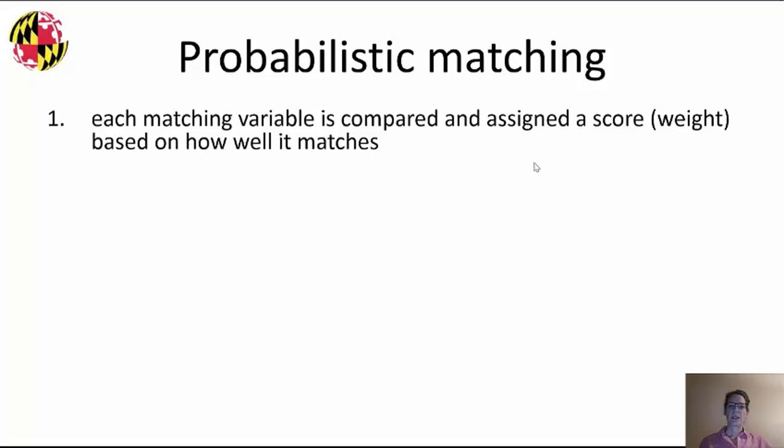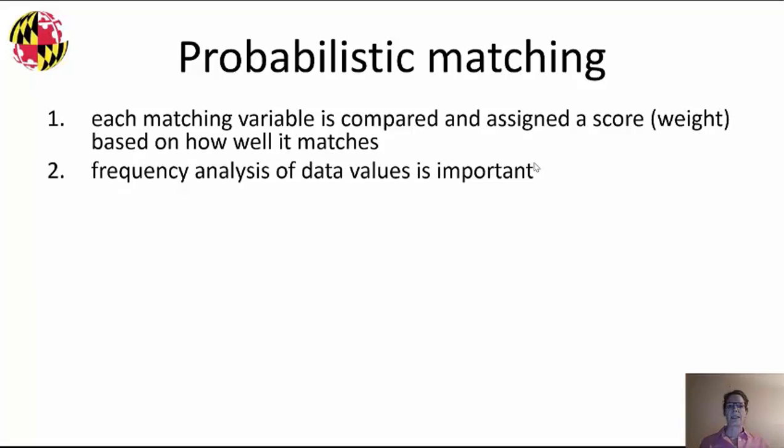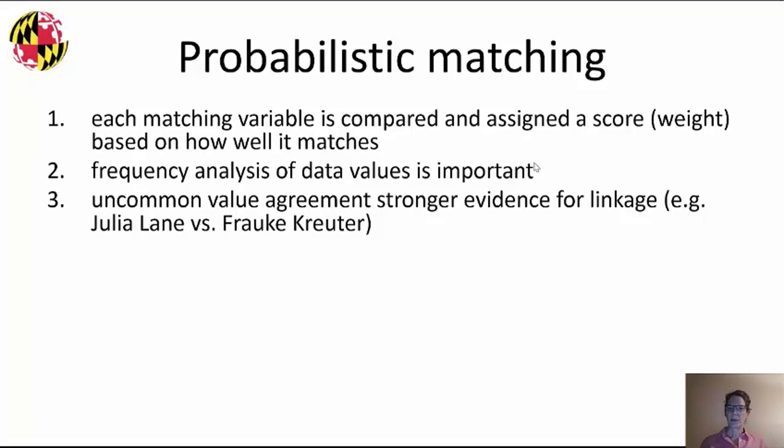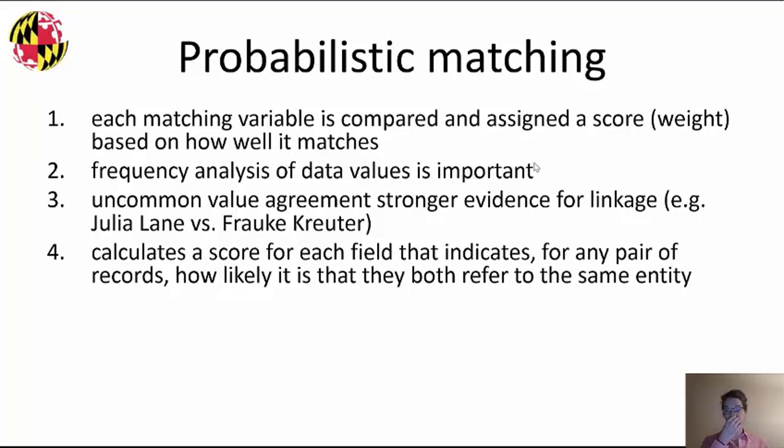So how does this then work? Assuming we make this convenience assumption, we have first each matching variable compared and assigned a score, the weight based on how well it matches. Then there is a frequency analysis of the data values. Uncommon values tend to show stronger evidence for linkage. Remember when we had common values like the name Julia Lane versus, let's say, my name. There's different linkage evidence for these two.